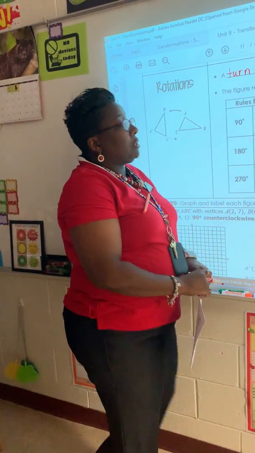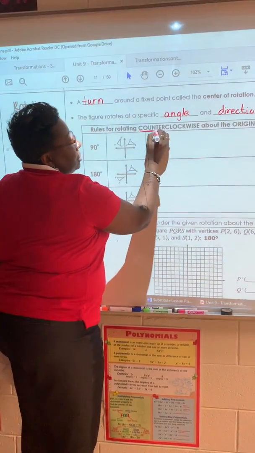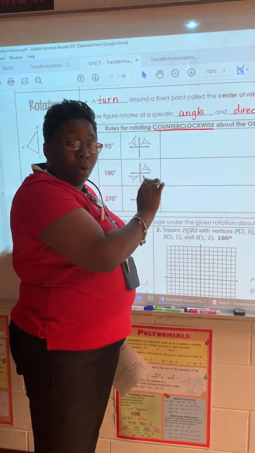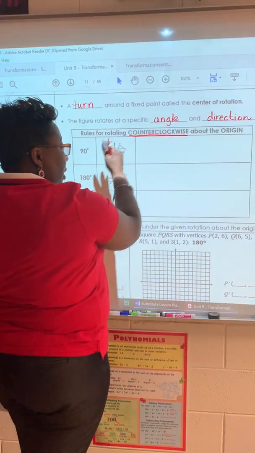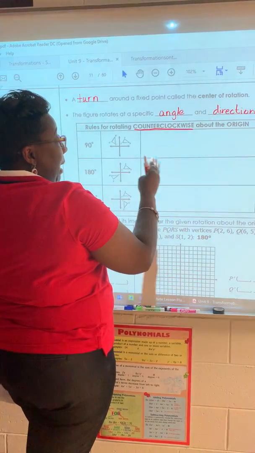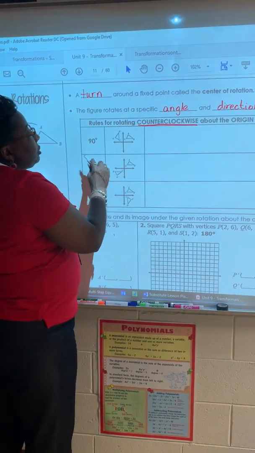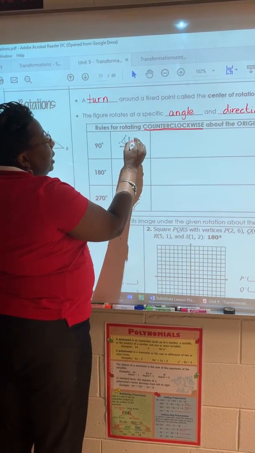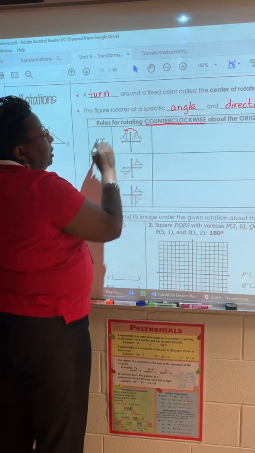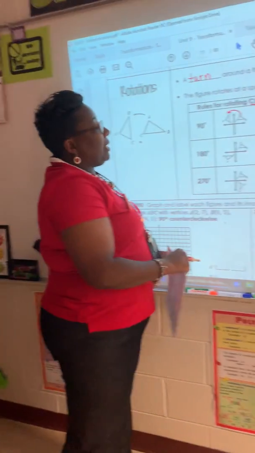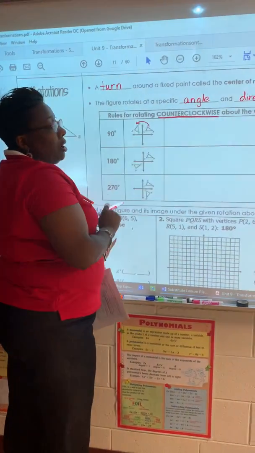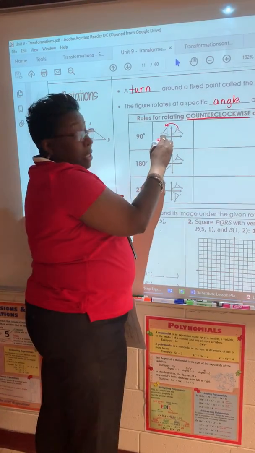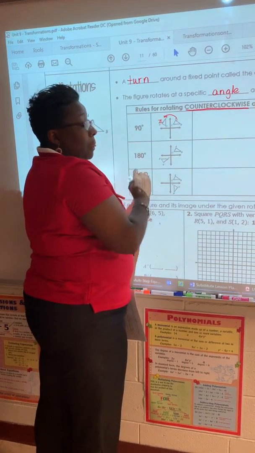We have rules for rotating, and these rules apply to counterclockwise. That means the second hand on the clock is going backwards. So if you think about the clock, counterclockwise, it goes backwards. So if we were to rotate triangle ABC to triangle A prime, B prime, C prime, we would rotate it 90 degrees counterclockwise. Well, 90 degrees counterclockwise puts the new image in quadrant 2.